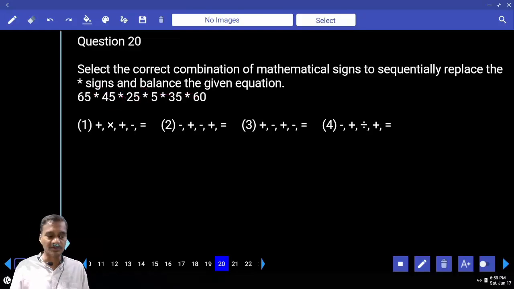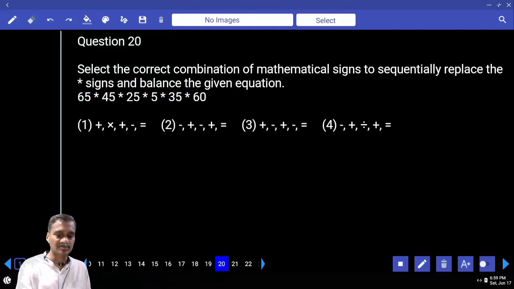Then coming to choice 2. Minus, plus, minus, plus, equal to. Then plus, 25 plus 35 is almost 60. And 25 plus 35 is 60, plus 65, 125. 125 minus 50. And that is 70 but not 60. And 2 is again ruled out.